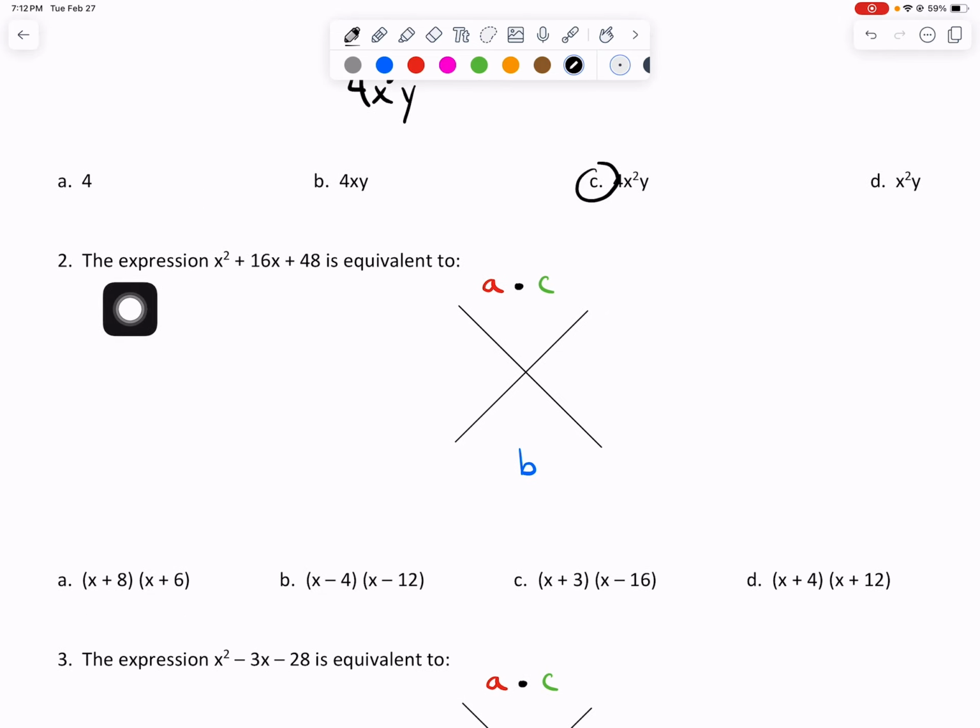Now, for number 2, the expression x squared plus 16x plus 48 is equivalent to, no, I'm not Joe Rogan. Yes, I am Mr. Richards. This is not Fear Factor. All right, this is the X Factor.